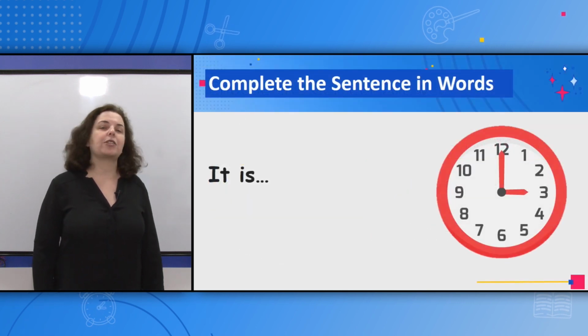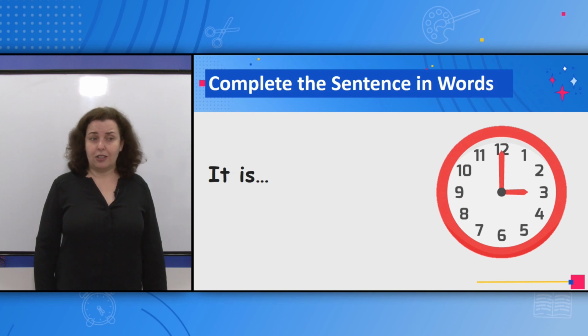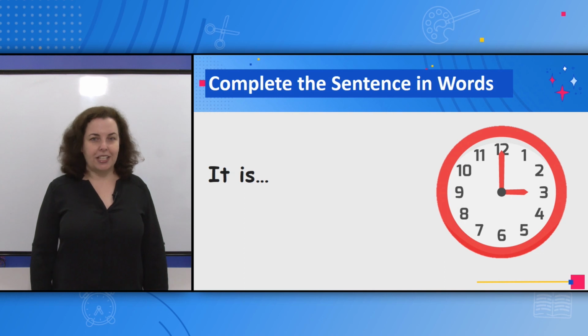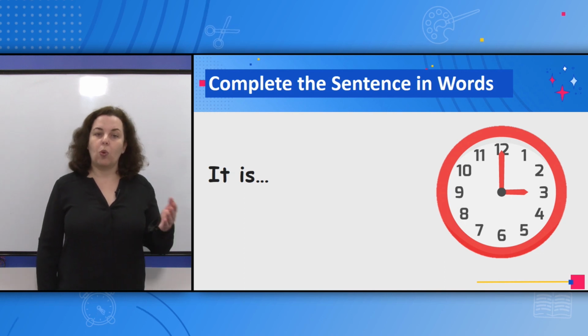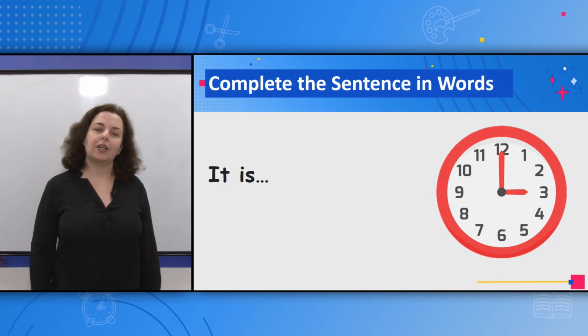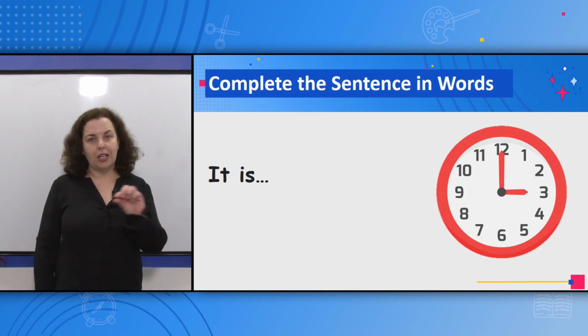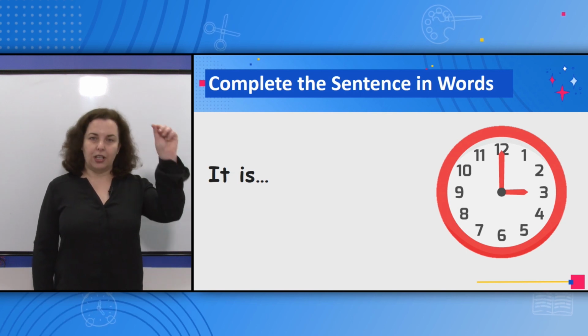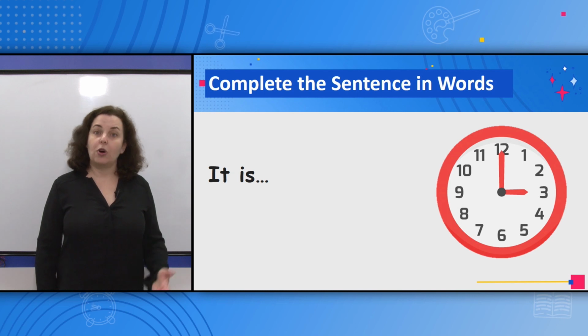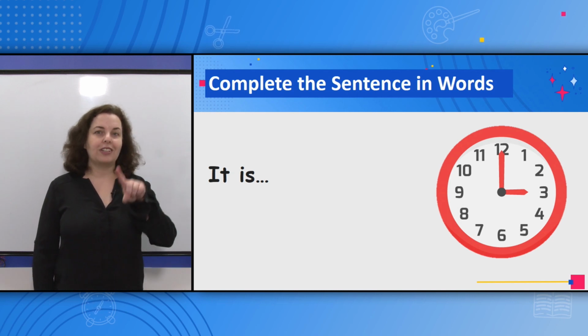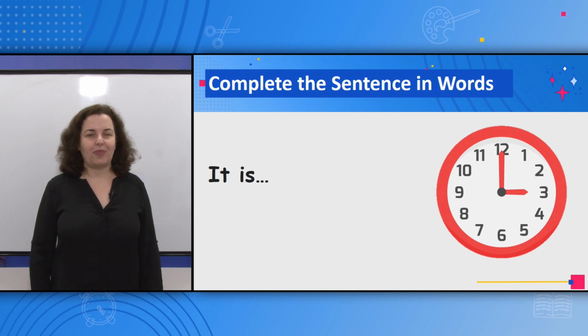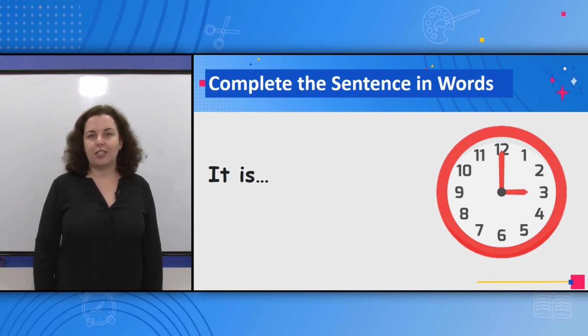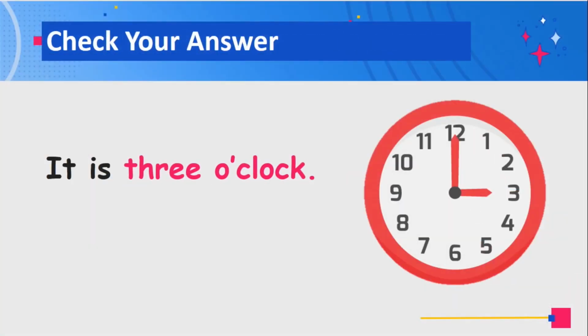Now I have another exercise for you. Look at the clock. Complete the sentence in words, not in numbers, in words. What time is it? The small handle is on 3. The long handle is on 12. It's a round time. That's your clue, a round number. What time is it? It's 3 o'clock. Very good. It's 3 o'clock.